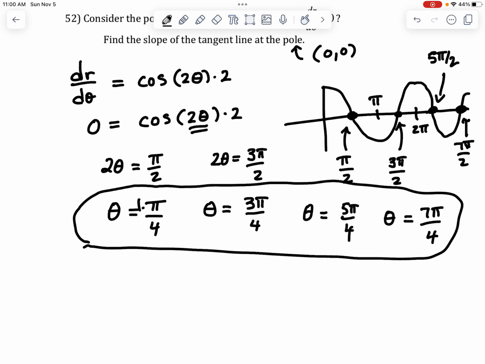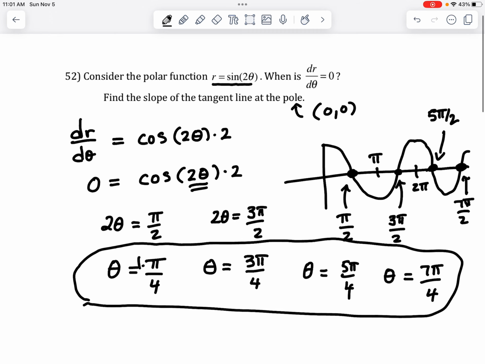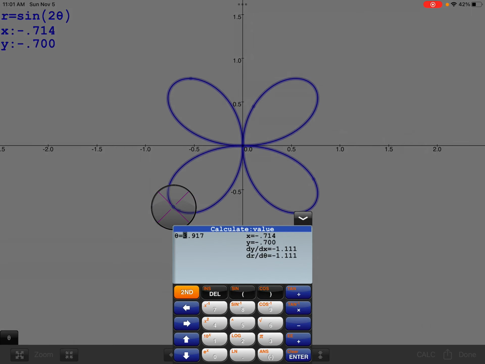And then what about the pole? So that means r equals 0. So the pole means the origin, also means r equals 0. So if you set 0 equal to the sine of 2 theta, well, the sine function equals 0 when the argument equals 0, so that would mean 2 theta equals 0, and that would mean that theta equals 0. So that means that at theta equals 0, let me just test that on the graph. So if I type in just a 0, is that the origin? That is the origin.